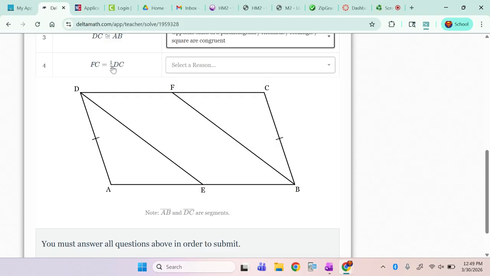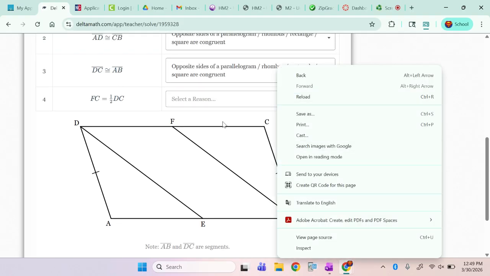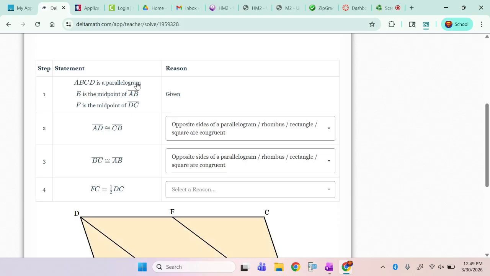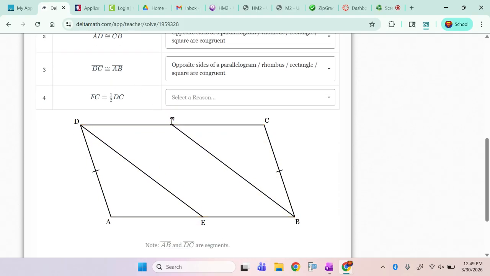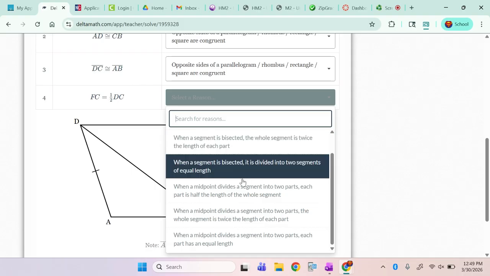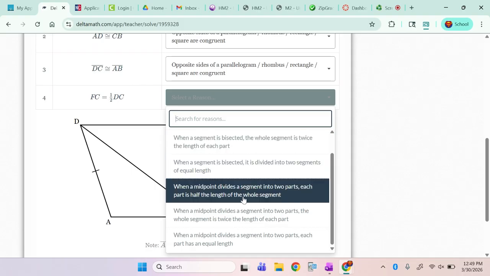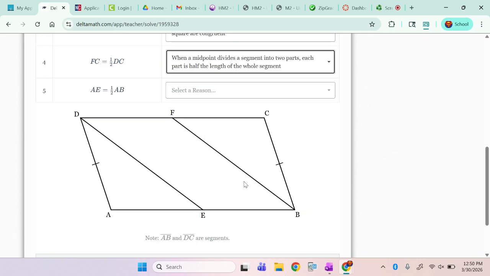They say that FC is 1/2 of DC. So they said that FC is half the length of DC. Why is that true? What did they say earlier up here that would lead us to that fact? F is a midpoint. So the reason that FC is half of DC is because a midpoint divides a segment into two parts, and each part is half the length of the whole.